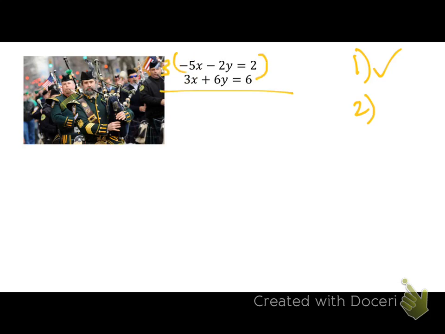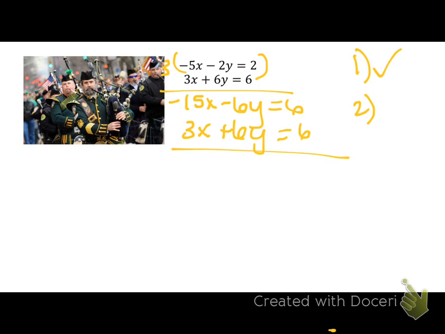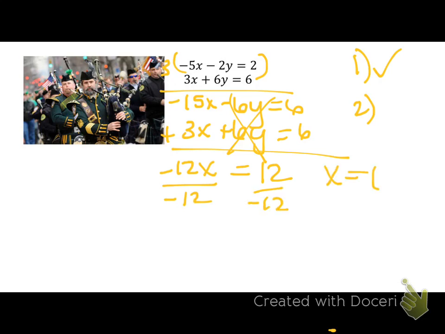So I'd get 3 times negative 5x, negative 15x. 3 times negative 2y is negative 6y. And 3 times 2 is 6. So let's go ahead and add. Negative 15x plus 3x is negative 12x. Our y's cancel. 6 plus 6 is 12. Divide by negative 12. X should be 1.